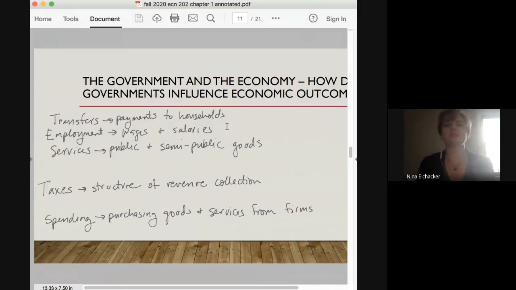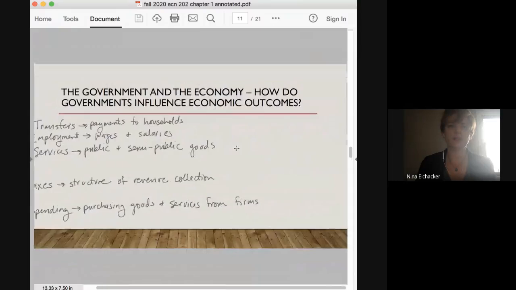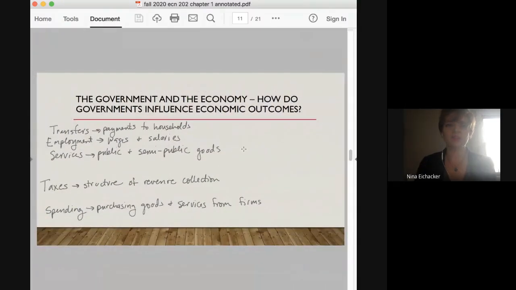How do governments influence economic outcomes? Well, there are several ways that governments make a difference, especially when we're thinking about GDP. One is through direct payments to households, through the mechanism of transfer payments. So if your household receives Social Security payments or Temporary Assistance for Needy Families, that would show up as a positive benefit from the government. It would enable you to spend more.